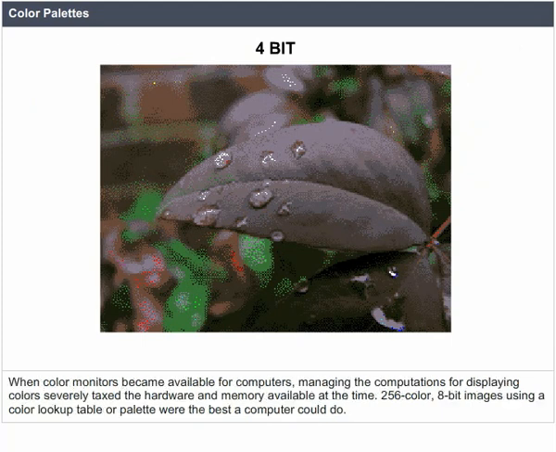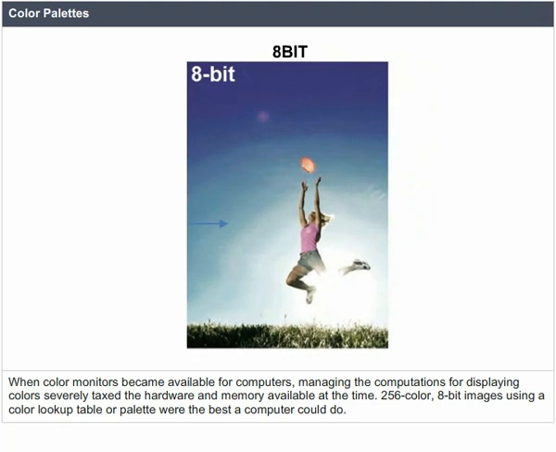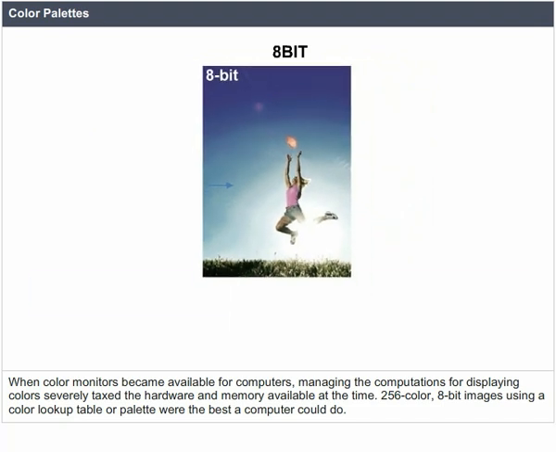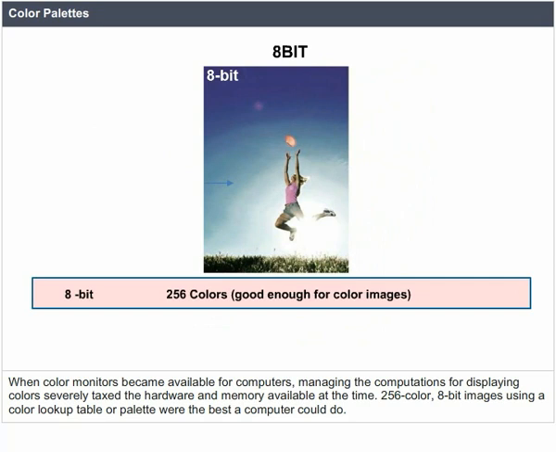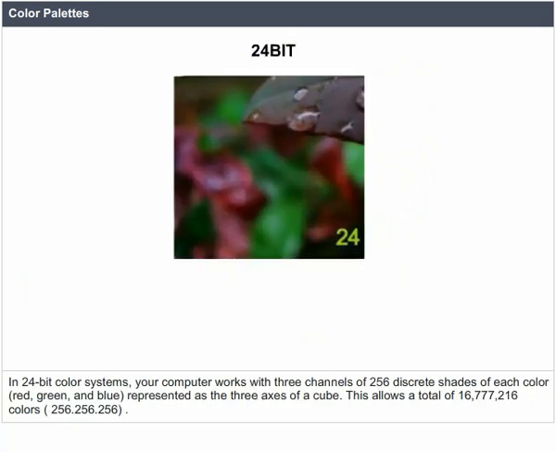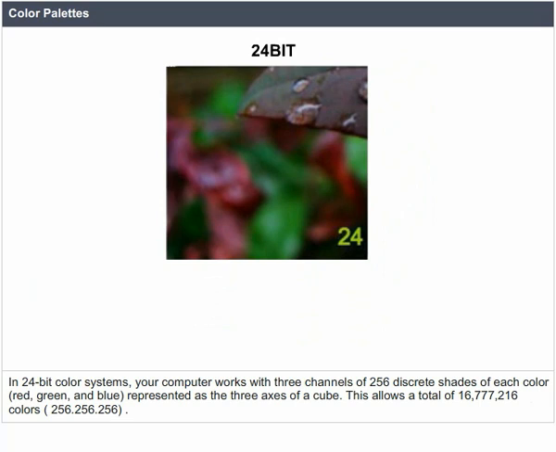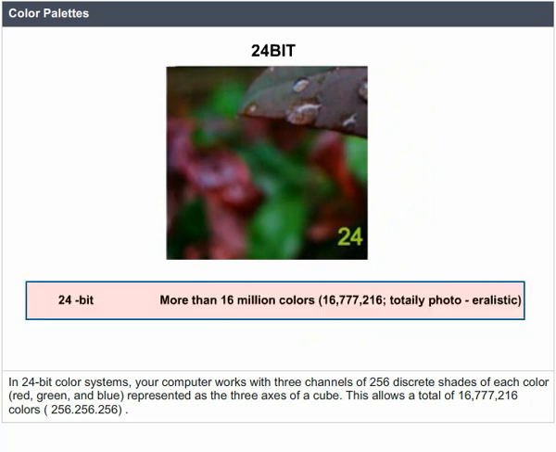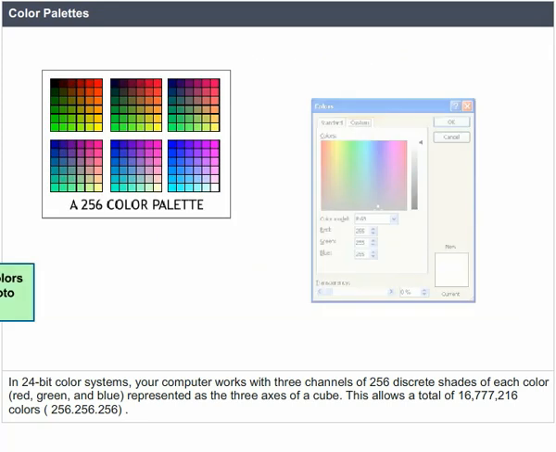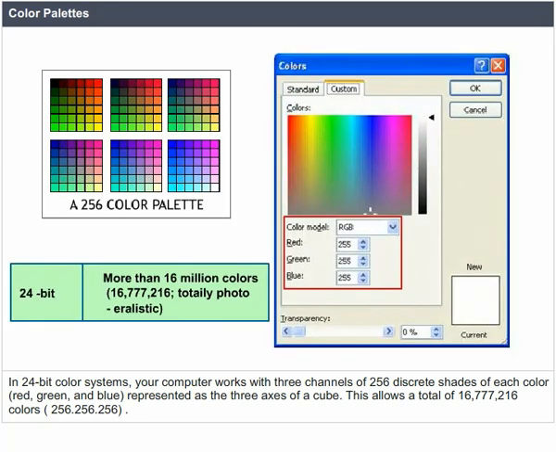When color monitors became available for computers, managing the computations for displaying colors severely taxed the hardware and memory available at the time. 256 color 8-bit images using a color lookup table or palette were the best a computer could do. In 24-bit color systems, your computer works with 3 channels of 256 discrete shades of each color, red, green, and blue, represented as the 3 axes of a cube. This allows a total of 16,777,216 colors, 256 times 256 times 256.